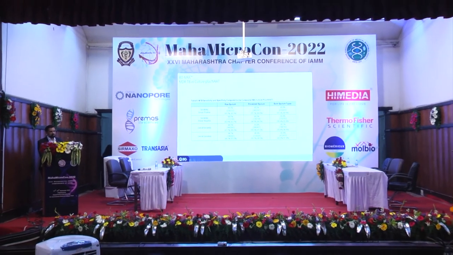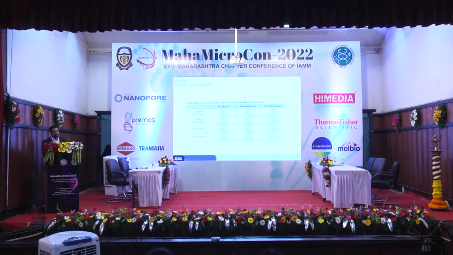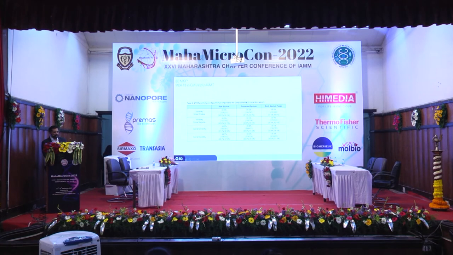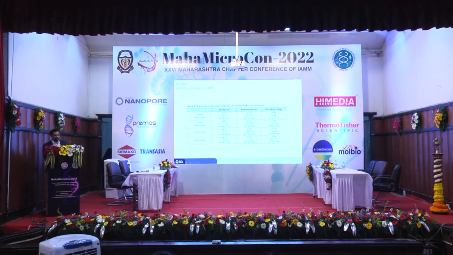So this is the overall sensitivity and specificity as compared to the composite culture plus NAC. In smear positive patients, the sensitivity was more than 98% for both the raw and processed sputa, and overall for both sputum types it was more than 98%. For smear negative patients, it was 88% for raw sputum, 90% for processed sputum, and 89% for both sputum types. Overall sensitivity and specificity was more than 94% for both raw and processed sputum as well as both sputum types.